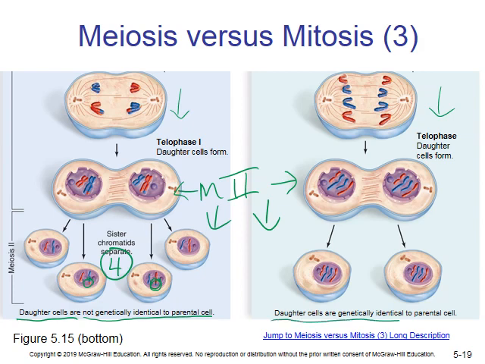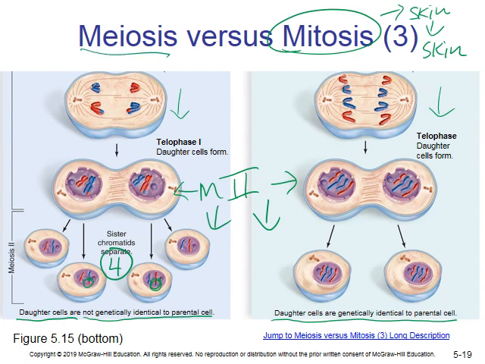These daughter cells with mitosis are genetically identical to the parent cell. So think about it for a second. If you're trying to copy your skin because you have a cut, you want your skin cells to make more skin cells. You don't want them to be different. Meiosis, what's our goal? We're trying to make egg and sperm. We want different. We want variation. It gives us a better chance at survival.